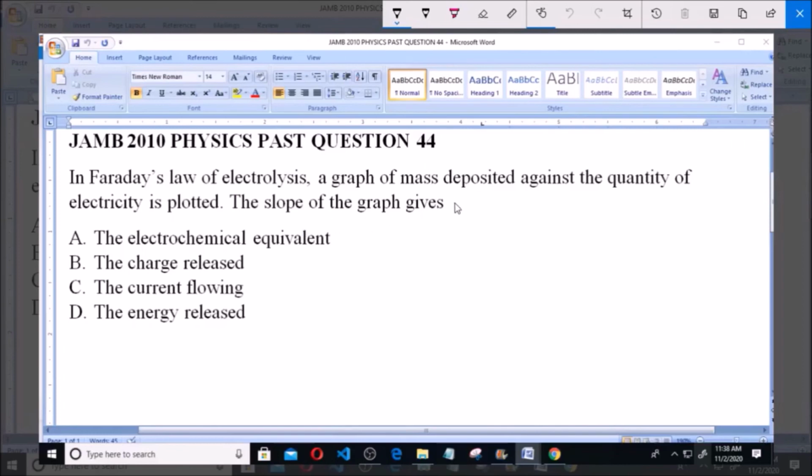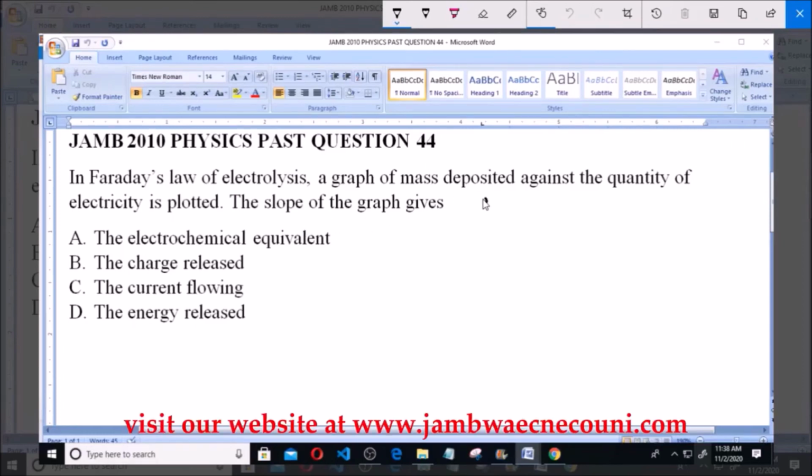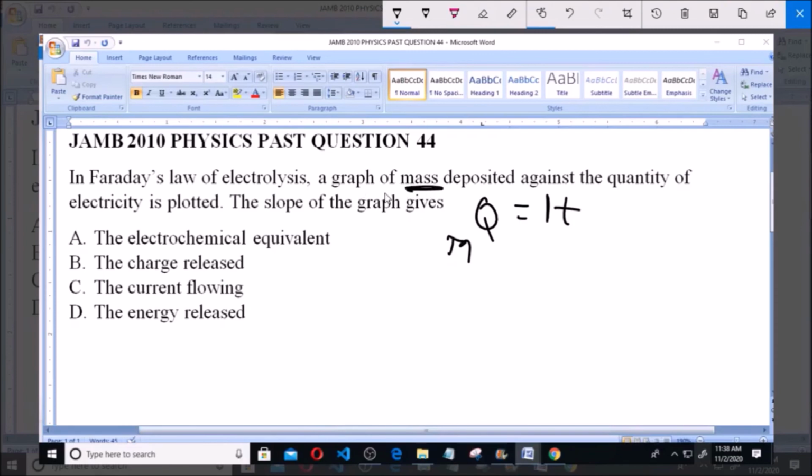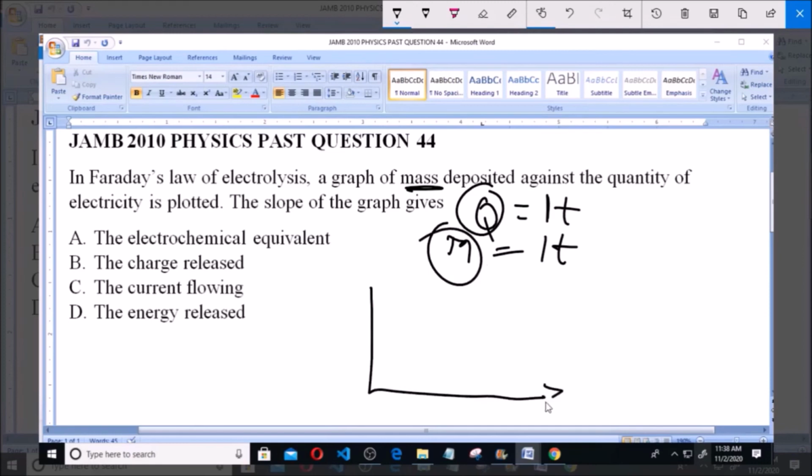So in Faraday's law of electrolysis, we are made to understand that Q, which is quantity of charge, is equal to IT, which is current multiplied by time, and mass is also proportional to IT, current multiplied by time. Now we plot a graph of mass, M, against Q, a graph of mass deposited against quantity of electricity. So we are asked, what does the slope of the graph give?